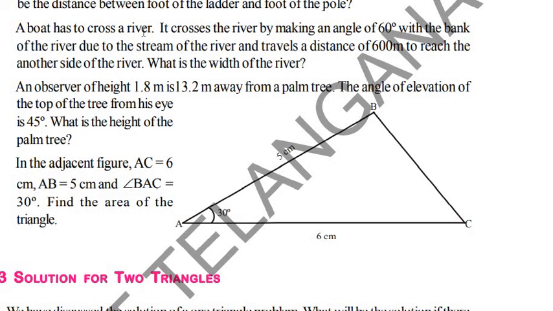A boat has to cross a river. The river is there, it has to cross it. It crosses the river making an angle of 60 degrees with the bank of the river. Due to the stream, the boat travels 600 meters to reach the other side of the river.